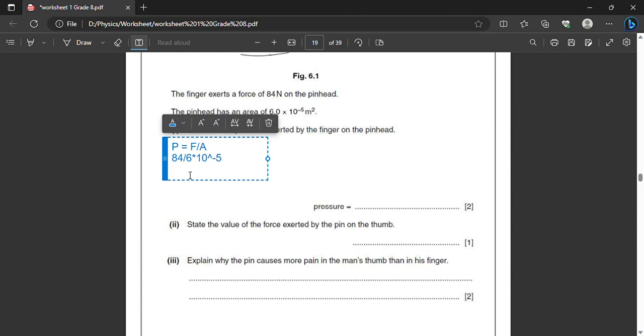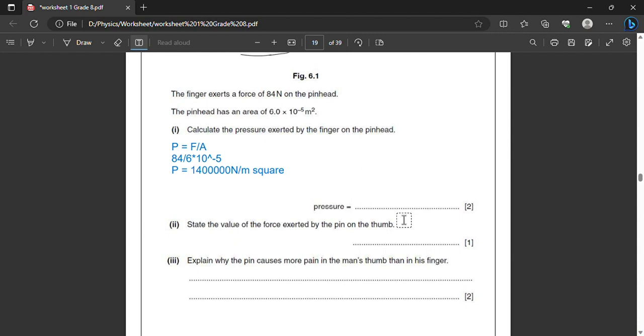We're just basically writing the total area. Then if you key it into the calculator, you'll get the answer as 1 4 1 2 3 4 5 1 2 3 4 5 Newton per meter square. So this will be the final answer. You can write the final answer again over here. So this is the value of the force exerted on the pin.